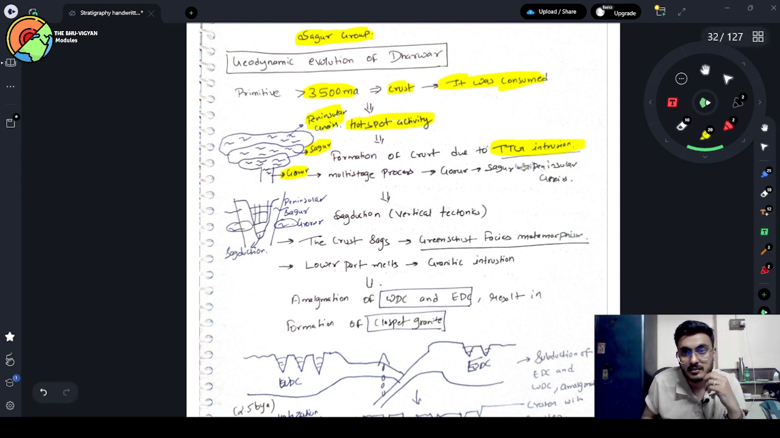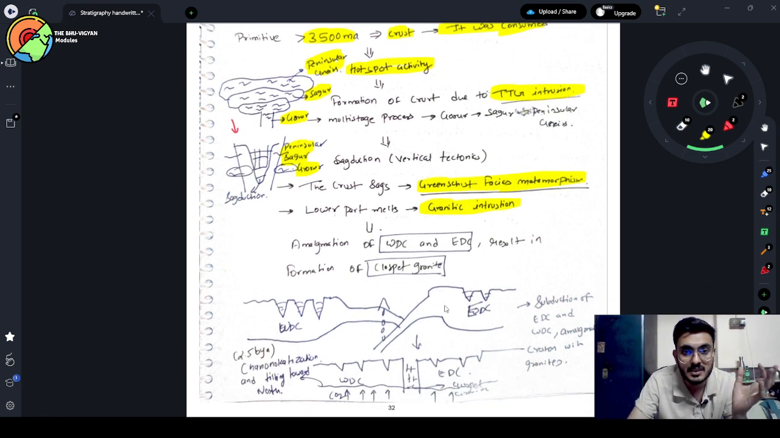And after that, subduction took place. Like this, you can see the subduction happening here. Everything is collapsing. This is also known as vertical tectonics or drift tectonics. So here we will see the Gorur, Sagur, and Peninsular gneiss. Now because of this subduction, we will see the greenschist facies metamorphism in this area. Now this lower part melts, and because of this melting it produces granitic intrusion. Therefore different granitic intrusions are also seen in different parts of the Dharwar Craton.